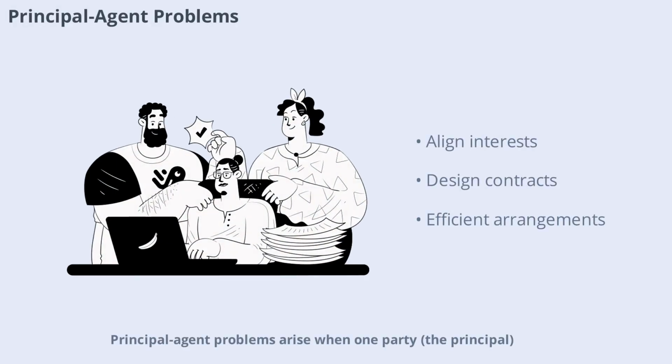Principal-agent problems arise when one party, the principal, hires another, the agent, to act on their behalf, but their interests may not align. Game theory helps design contracts and incentives to ensure agents act in the principal's best interest. Optimization ensures that these arrangements are efficient and cost-effective.